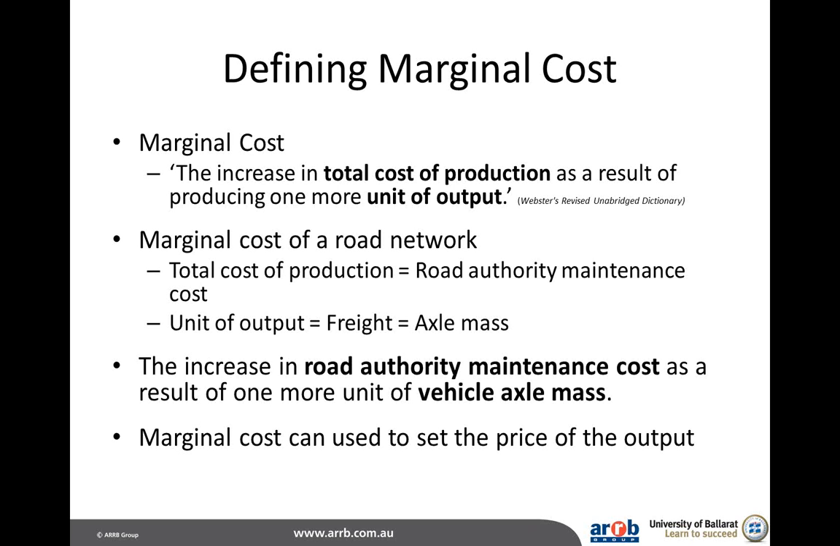So if we want to think about that in road network terms, we might take the total cost of production as being equivalent to road authority maintenance cost and a unit of output as being freight, or more specifically, in the way that we've done our modelling, axle mass. So this becomes the increase in road authority maintenance cost as a result of one more unit of axle mass. Part of the reason that this is quite important is that marginal costs are often used to set the price of an output.